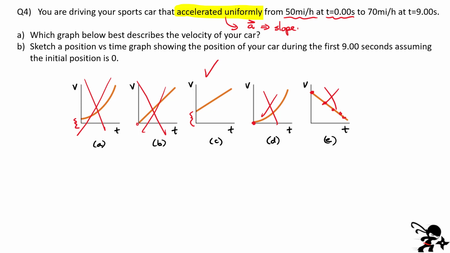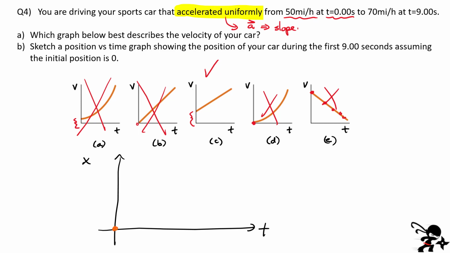Question B says sketch a position versus time graph showing the position of the car in the first 9 seconds. All right, so what would this look like? So let's see. Again, this is just a sketch, position versus time. We're initially at position 0. So I'm going to go right here. So at time 0, I'm right here at position 0.